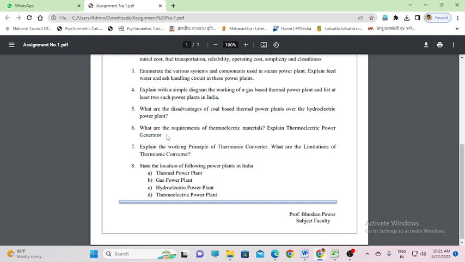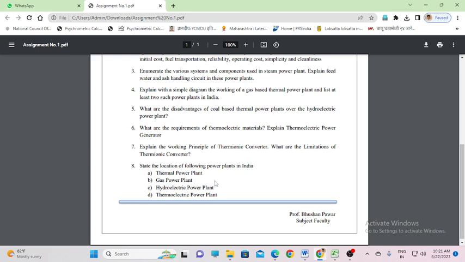Question number 7. Explain the working principle of thermionic converter. What are the limitations of thermionic converter? Draw a suitable sketch of the working principle of thermionic converter. Explain the construction and working of thermionic converter. Thereafter, write the limitations of thermionic converter point-wise, minimum 6 points.